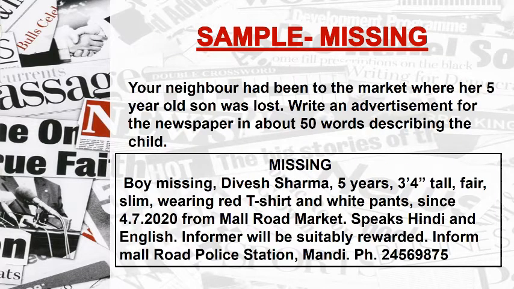Now the sample. Your neighbor had been to the market where her 5-year-old son was lost. Write an advertisement for the newspaper in about 50 words describing the child. The heading which should be used here is missing. Then who is missing? The boy, and a brief description about the boy. Then from where and when he was lost, what does he speak, and even the reward has been indicated here. Then the contact address and phone number.